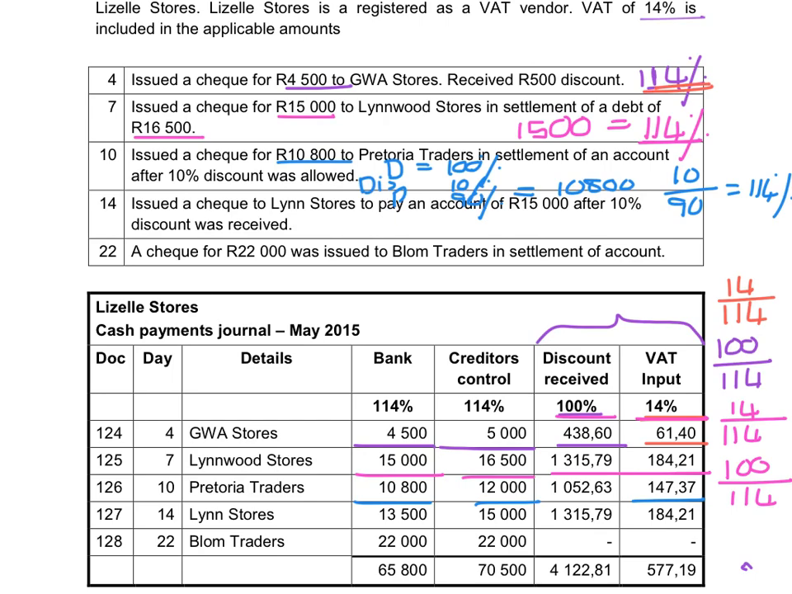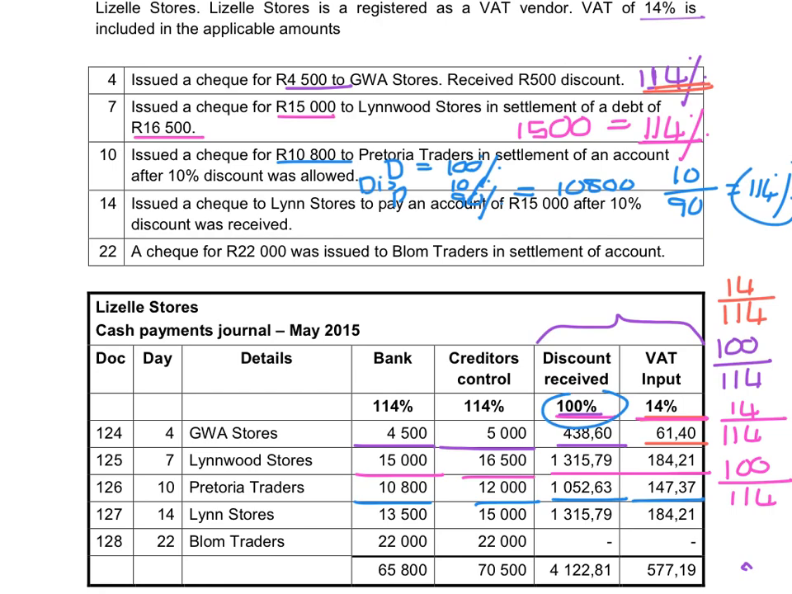If I want to calculate the discount, I will use the 100, the one that I want, divided by the one that we know, 114, times 1,200, and that will give me the discount received.